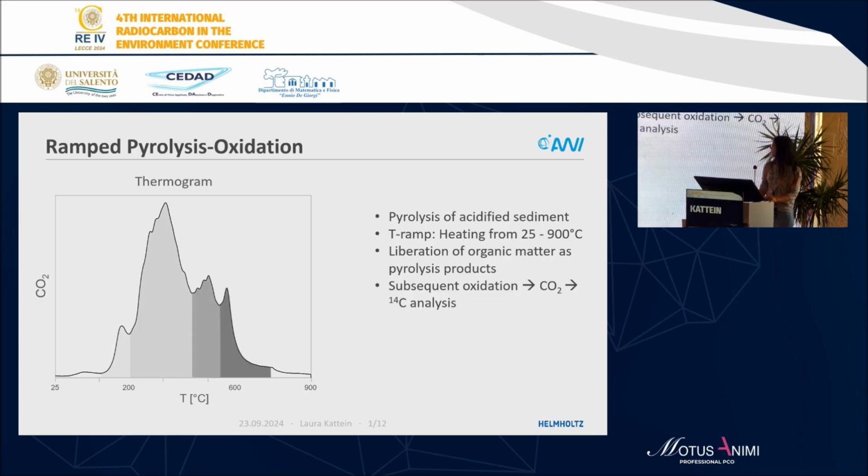So based on the shape of this curve, we can identify fractions of organic matter that have distinct characteristics. And if we manage to trap the CO2 from this fraction separately, we can then radiocarbon date it separately, and in this way we receive multiple radiocarbon ages for one single sample. What we typically get is the stepwise increase of the radiocarbon age with the temperature. So the radiocarbon age of a fraction collected at higher temperatures is usually much older than that of a fraction collected at lower temperatures.